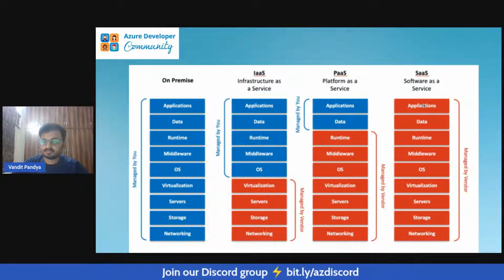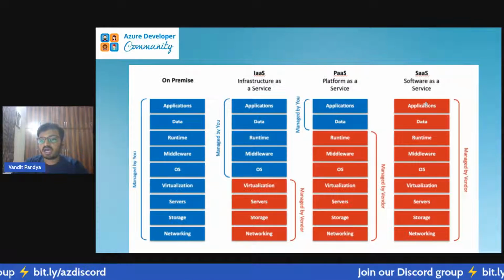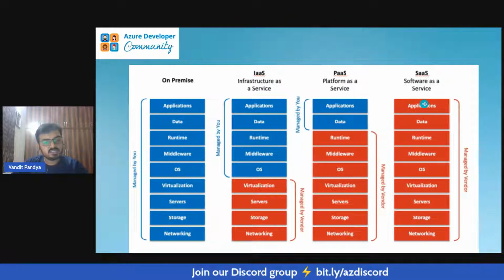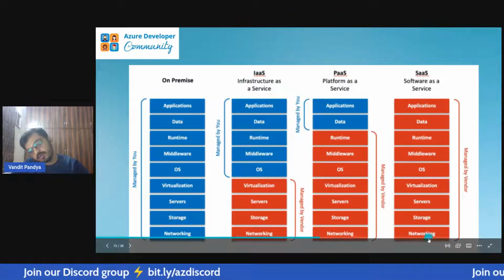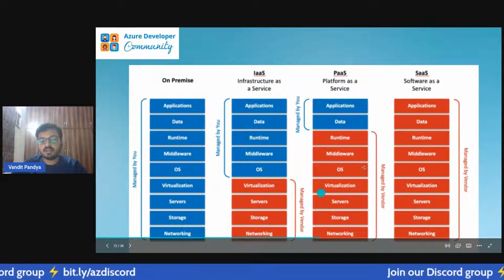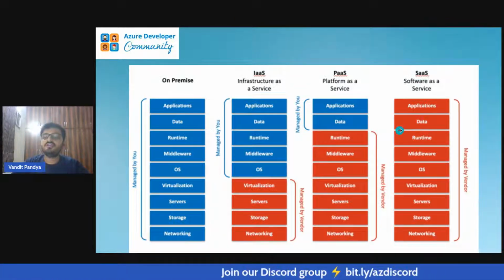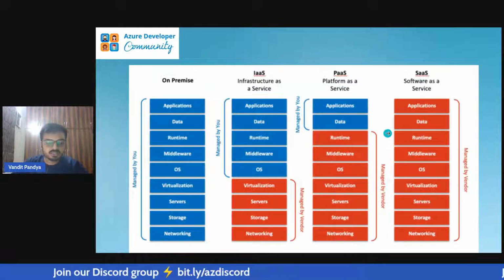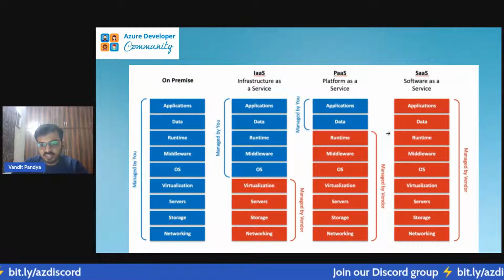After that, SaaS, software as a service. In software as a service, all things are provided by the cloud computing provider, here Azure itself. So from application to networking, all things are managed by Azure itself. Here we only use their services or pre-built services, or we can create some kind of services and deploy on that.